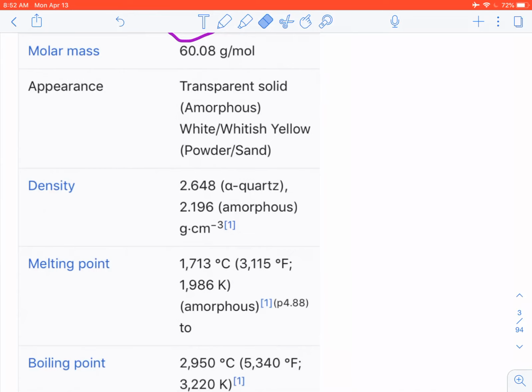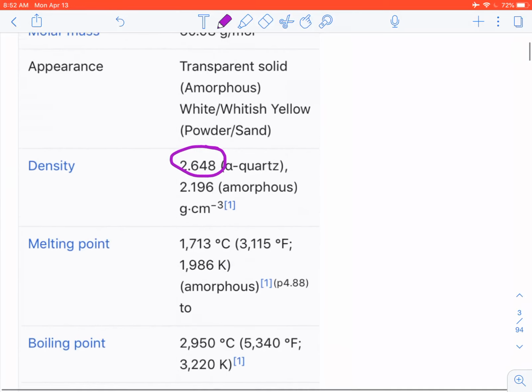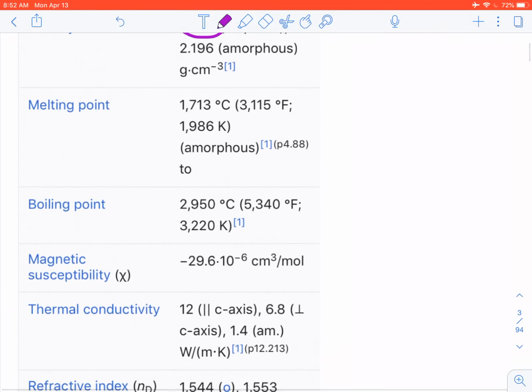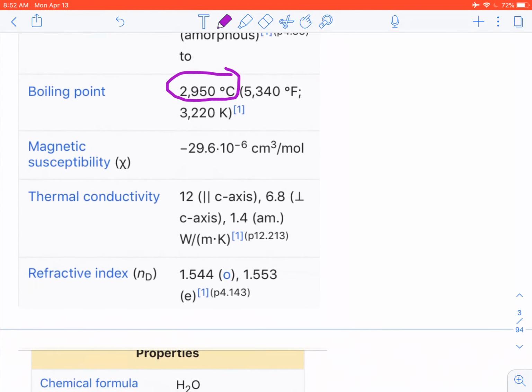And if you look at the density of it, the density here, right, is 2.196 grams per cubic centimeter. It also has a boiling point. And also the refractive index is given to you here.